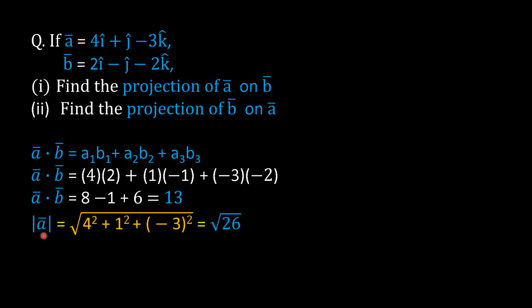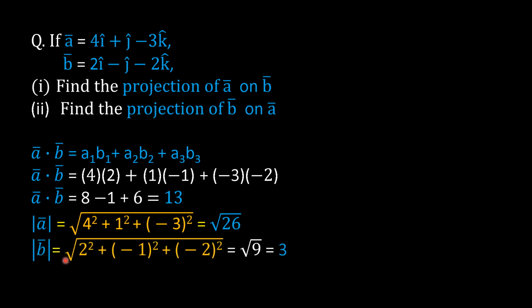Next, mod A bar will be under root 4 squared plus 1 squared plus minus 3 whole squared, which is root 26. Mod B bar will be under root 2 squared plus minus 1 squared plus minus 2 squared, which will be root 9, and that is 3.